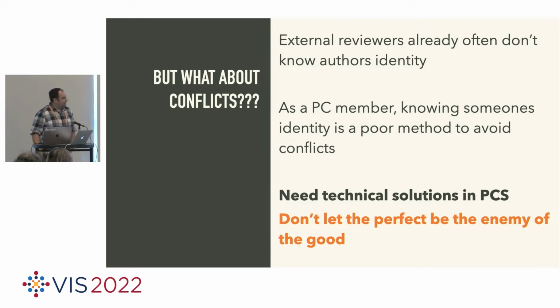So what we need is either technical solutions in PCS, but also, is it really that bad that a friend reviews a paper without noticing, right? I don't think that's a big problem. And so the big theme of all of these questions here is, don't let the perfect be the enemy of the good, right? We have something we need to do, and then we figure out everything else.